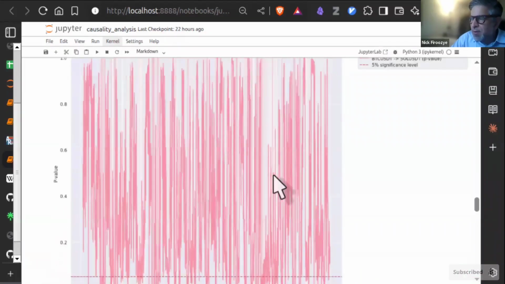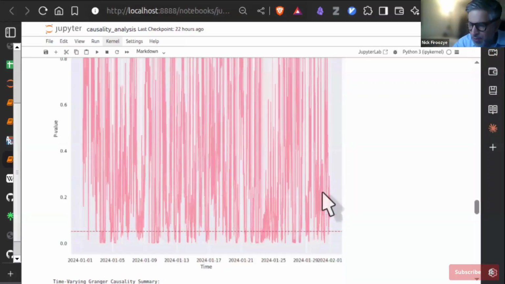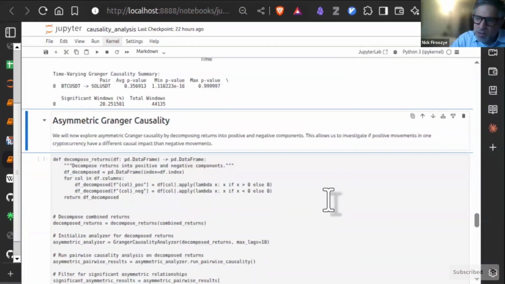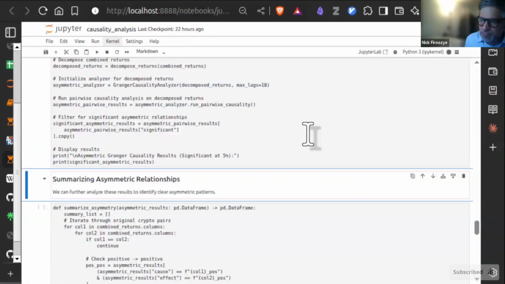Okay. The important thing here was that the causal nature changed through time, even over the course of this 1 month. It's not a whole lot of data here, but even so. Because the final thing is asymmetric Granger causality, which looks at whether the positive changes are correlated, or the negative changes are correlated. I didn't spend a whole lot of time on this, but it's in here, and you guys can review it.